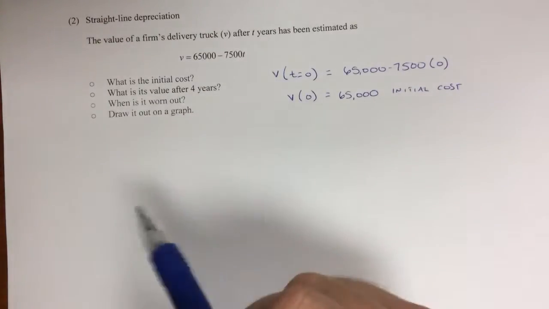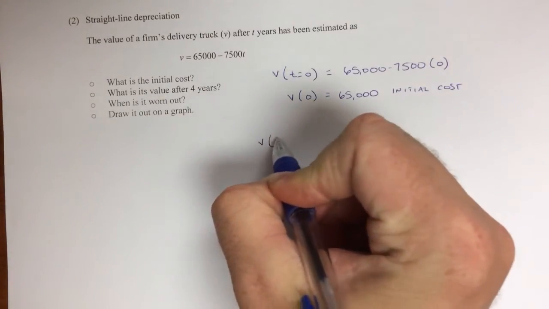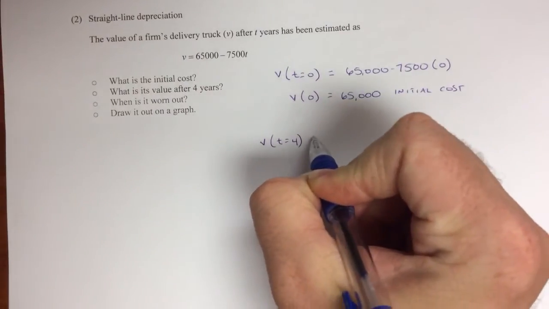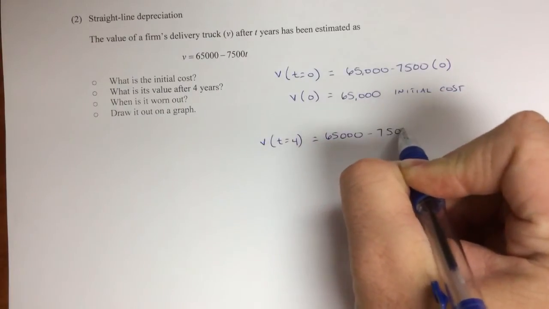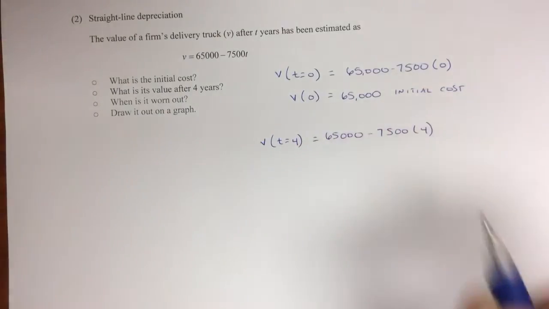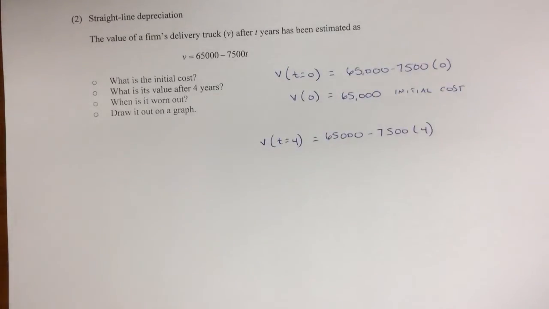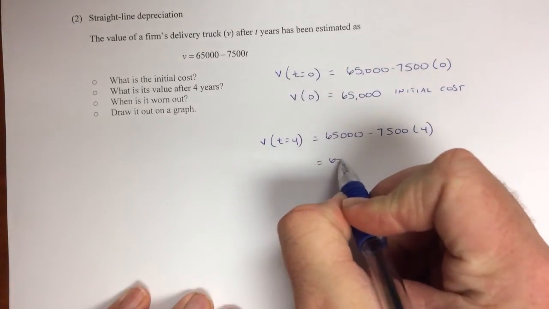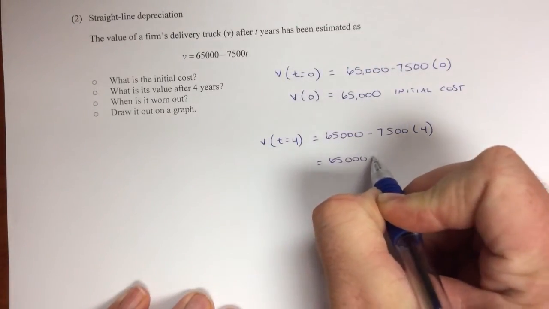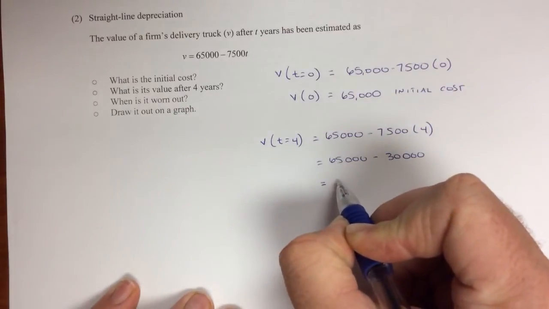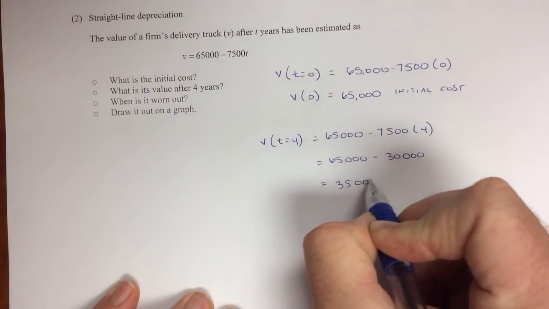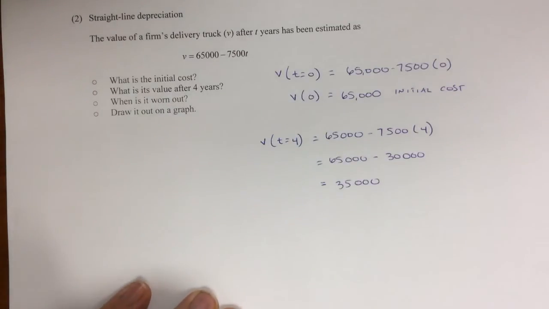Next question is, what is the value after 4 years? Well, there we're asking, what is the value when t is equal to 4? So this is equal to 65,000 minus 7,500 times 4. To break out a calculator real quick, 7,500 times 4 is equal to 30,000. So we get 65,000 minus 30,000. Therefore the value after 4 years would be 35,000. And that's our answer for number 2.